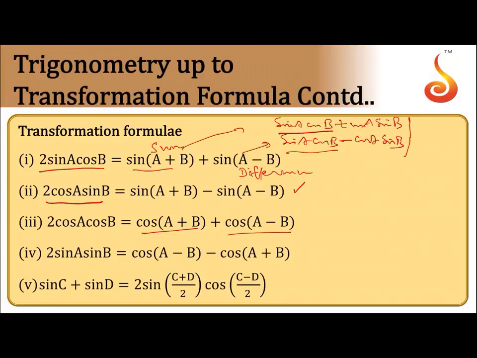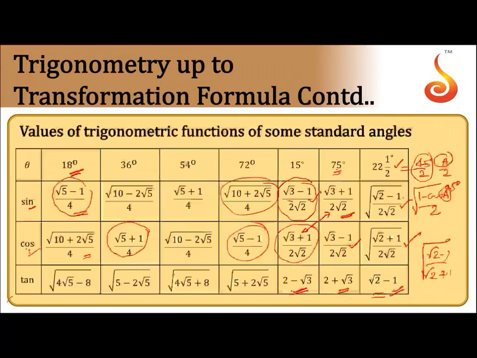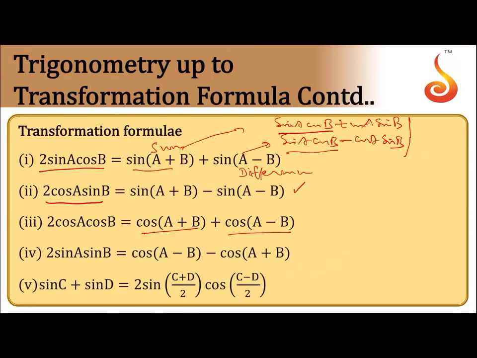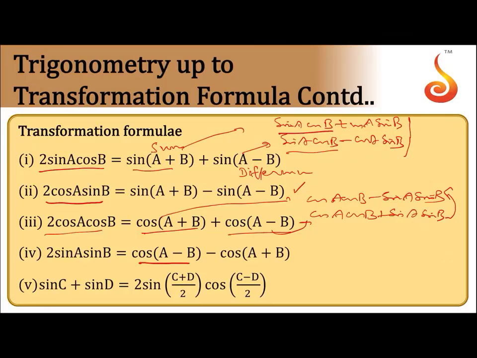Same way, cos A plus B, cos A minus B. We know cos A plus B is nothing but cos A cos B minus sine A sine B. Cos of A minus B is nothing but cos A cos B plus sine A sine B. So when you just add them, you are going to have 2 cos A cos B, which is nothing but cos sum plus cos difference. And when you take the difference, cos of A minus B minus cos of A plus B, you will be getting 2 sine A sine B.